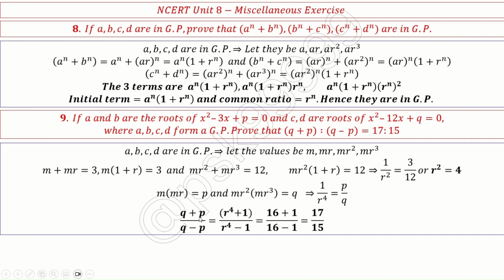Okay, so it will become p plus q divided by q minus p. That's what we wanted actually as per the given expression. So it will become r to the power of 4 plus 1 divided by r to the power of 4 minus 1, which is nothing but 16 plus 1 by 16 minus 1, 17 by 15. That's what is to be proved. Okay, so next.